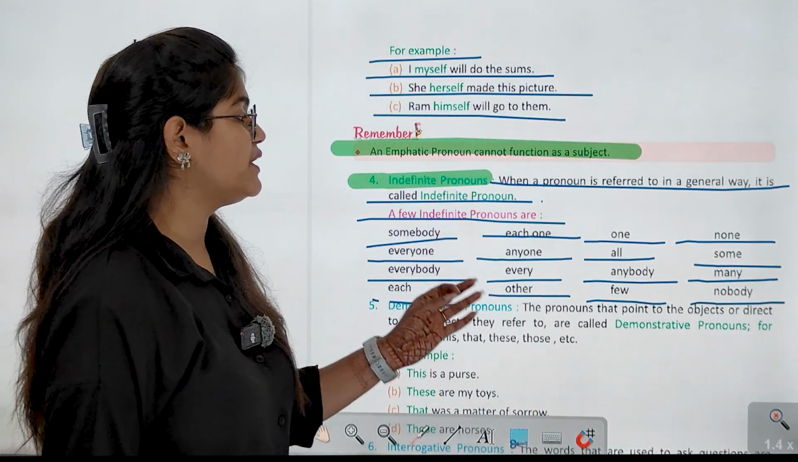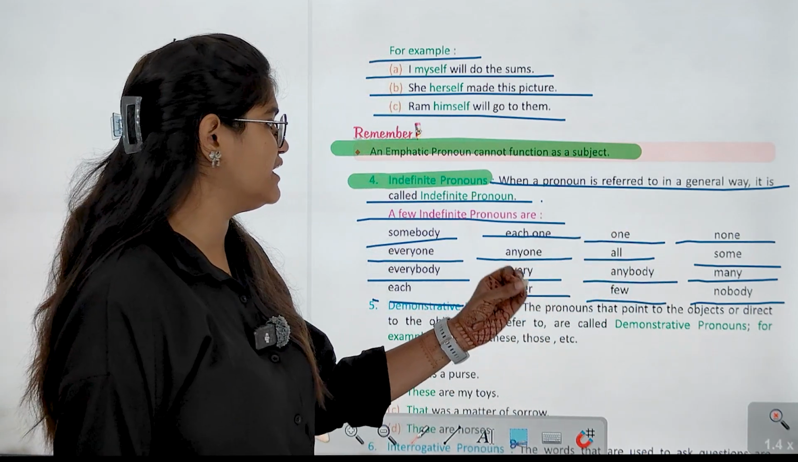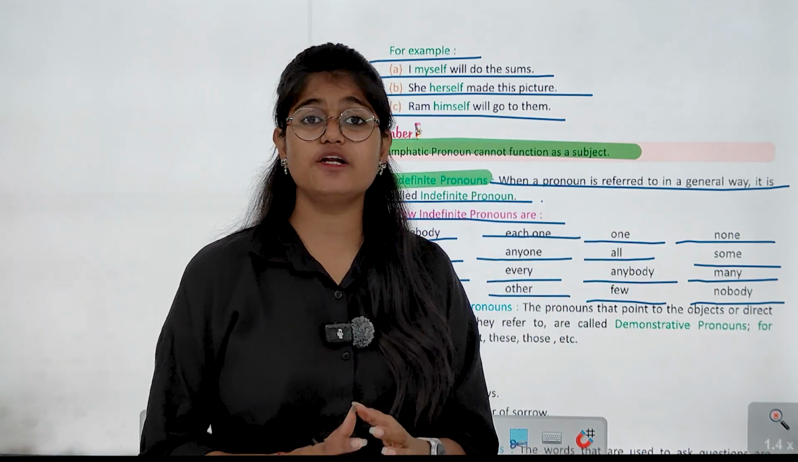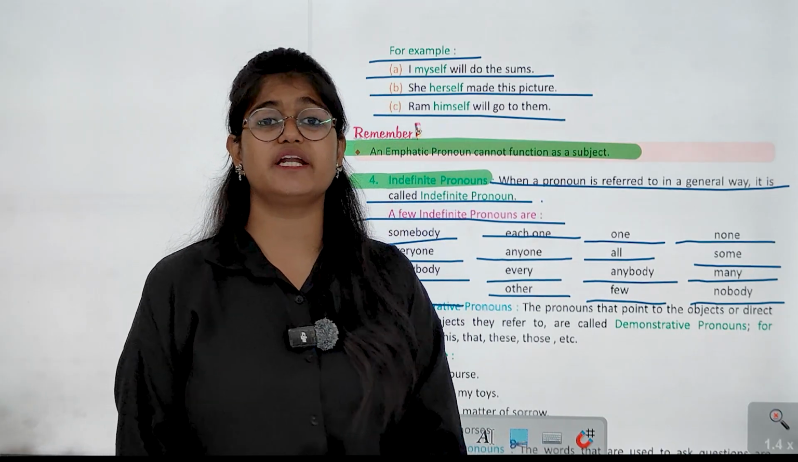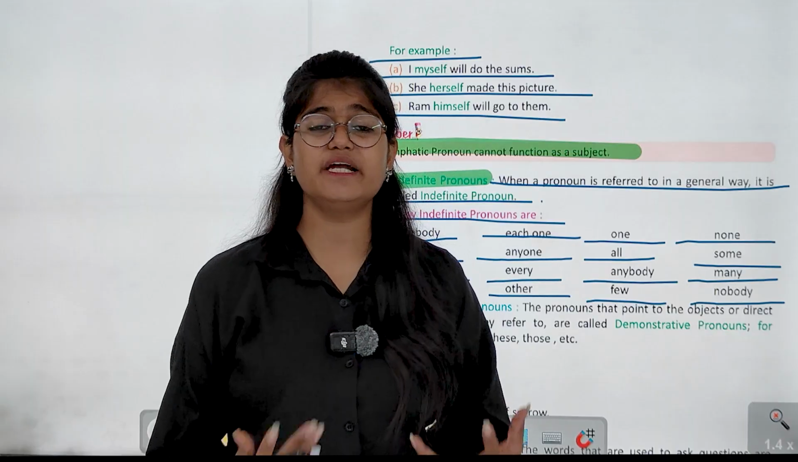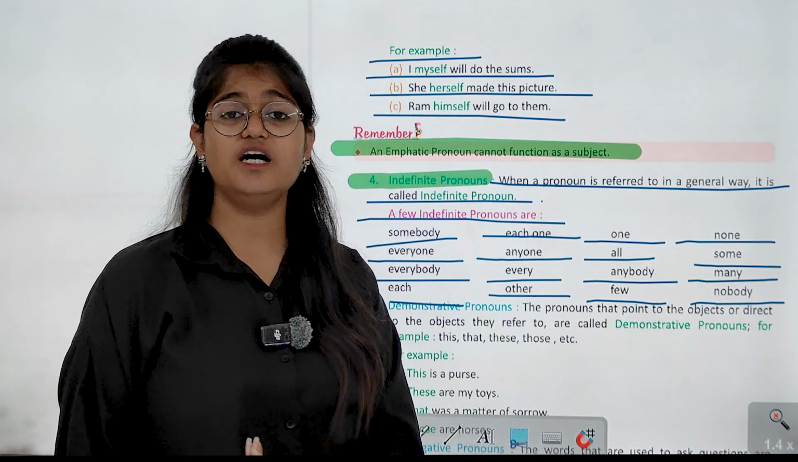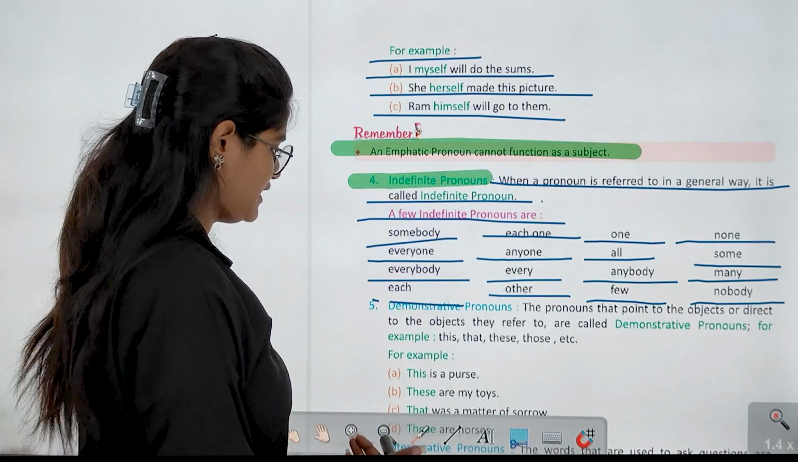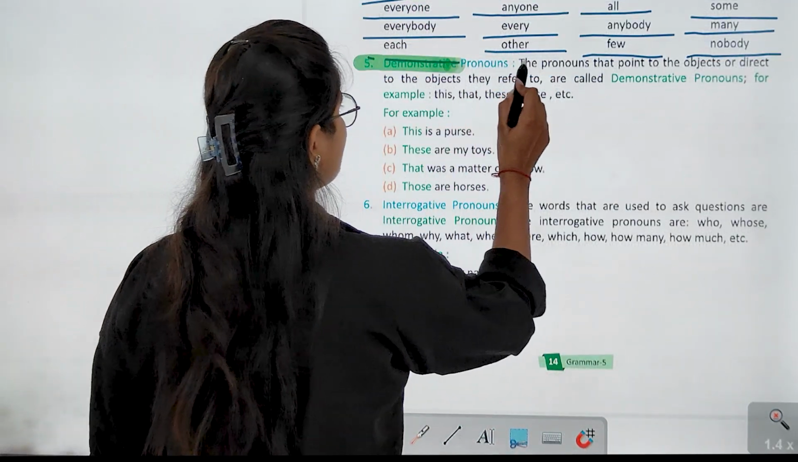तो जब भी एक प्रोनाउन किसी जनरल तरीके से यूज किया जा रहा है, when we are not particular about the person that we are talking about, हम उस person के बारे में नहीं जानते जिसके बारे में हम बात कर रहे हैं. Whenever we are randomly calling out some person, at that moment they are known as the indefinite pronouns, right? After that, the next is demonstrative pronouns.